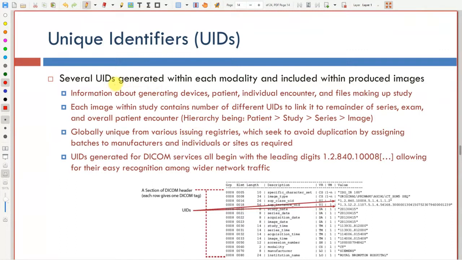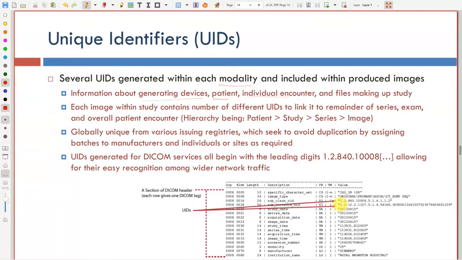You have several unique IDs, unique identifiers that are generated within each modality and included within the produced images. For example, information about the generating devices, patients, individual encounter, and files making up the study. So if you look at this one here, you have a unique ID for the modality itself. And you have a certain instance, for example, if you're communicating now with another equipment, maybe you can generate another unique ID so that you know that this communication happened and you have a unique identifier for it.